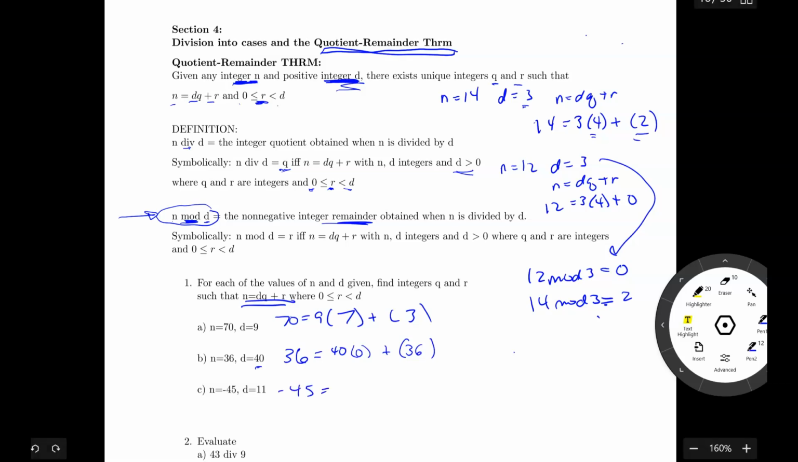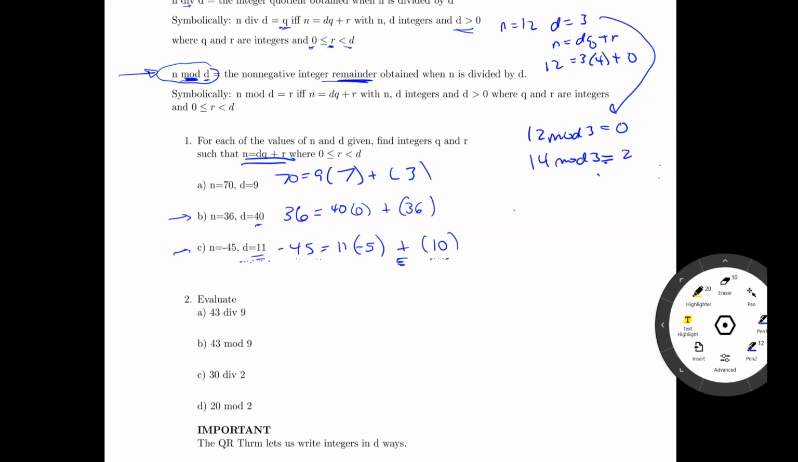Okay, so here, a little more challenging. So negative 45, divisor is 11. So 11 times something plus a remainder. So I have to have 11 times something and I have to add a remainder. These two here are a little tricky, so I want to make sure I go over this. I have to be able to add a remainder, so I have to go below negative 45. So that means I'm going to use q is negative 5. So I get down to negative 55, and then I can add a 10. And this remainder of 10 is smaller than the divisor of 11, right?